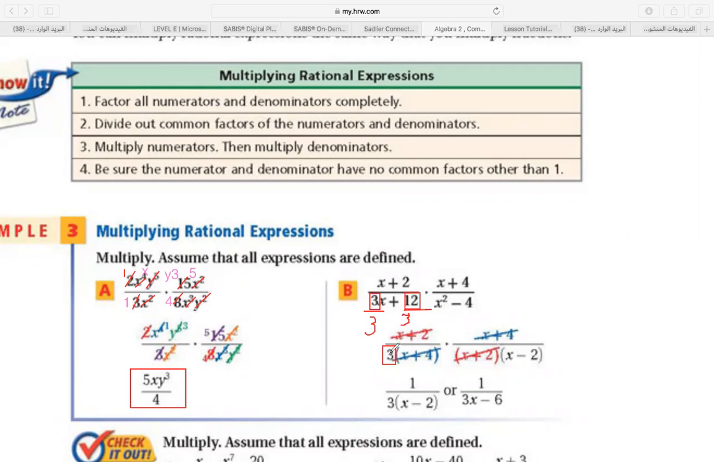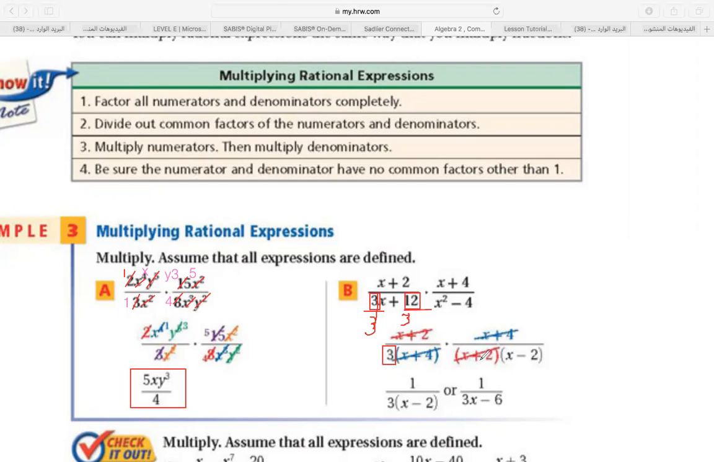So it will be, I will take out the 3. So 3 divided by 3, they will cancel each other. So x is left for me. 12 divided by 3, 4 is left for me. X squared minus 4, difference between two squares. I can factor it to x plus 2, x minus 2. Here I got the new terms after factoring.